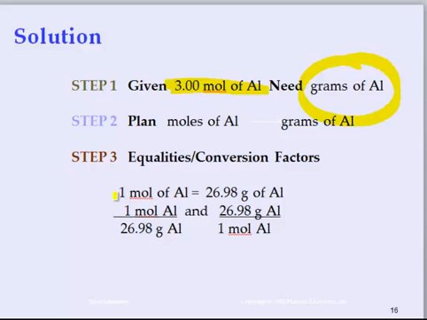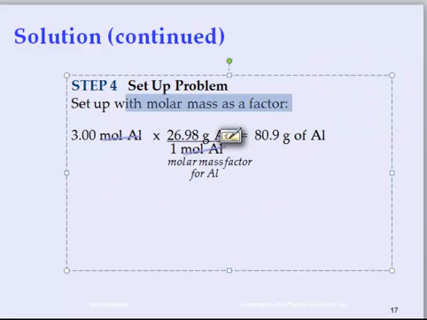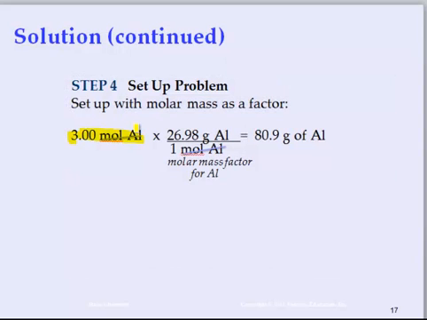So let's look at the equality. We know that 1 mole of aluminum is 26.98 grams. Even for your class, you can round this up to 27. That would be fine. And so you have these 2 equalities. And now you can set up your problem. So we have 3 moles of aluminum mentioned here, and we use the conversion factor to make sure that our moles of aluminum cancel, and you get approximately 81 grams of aluminum here.